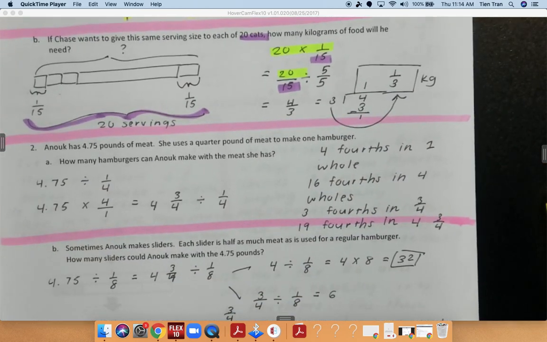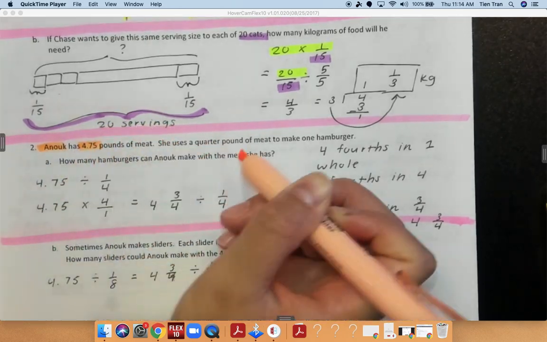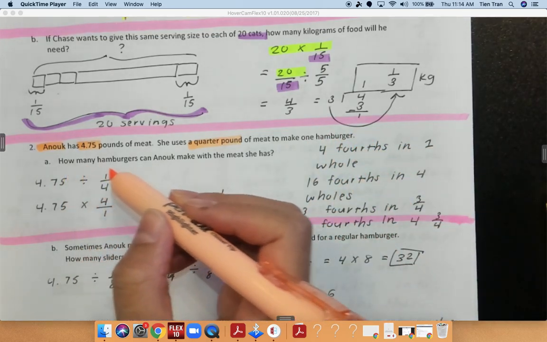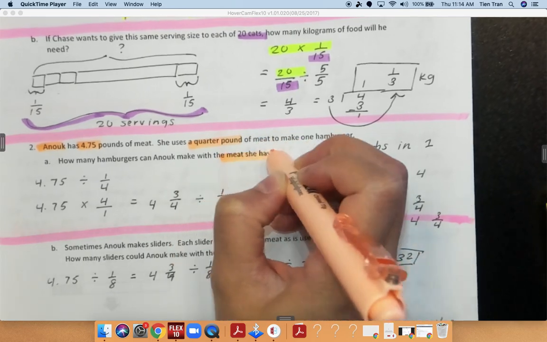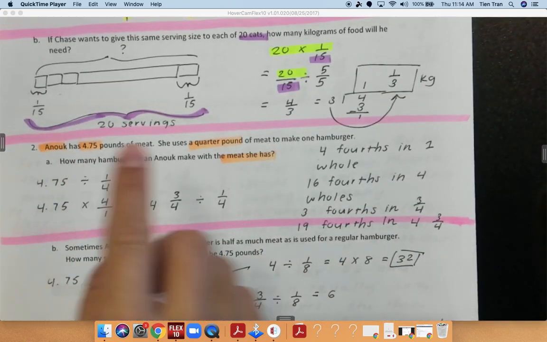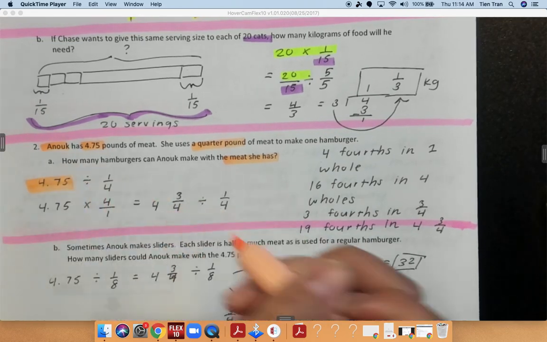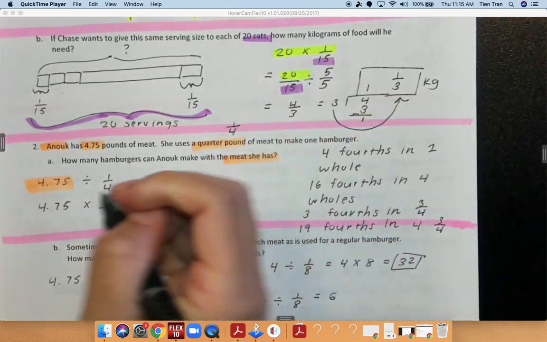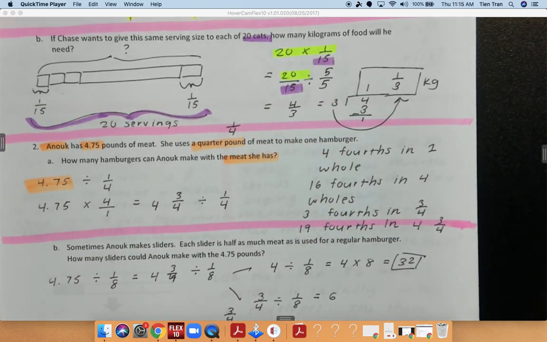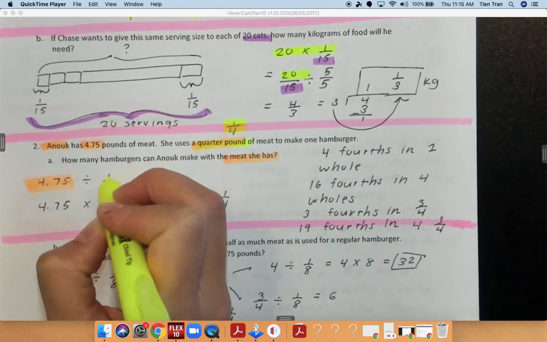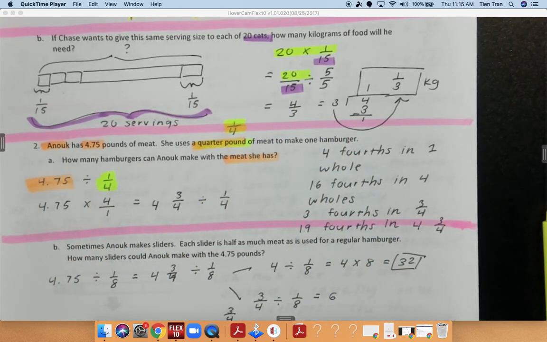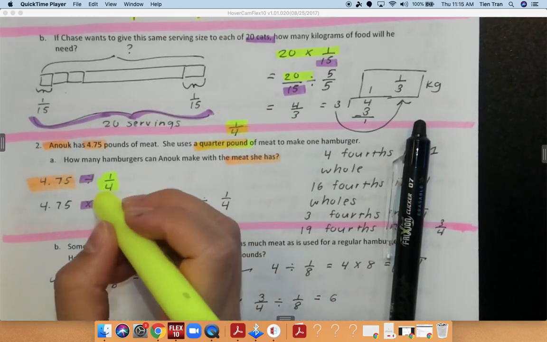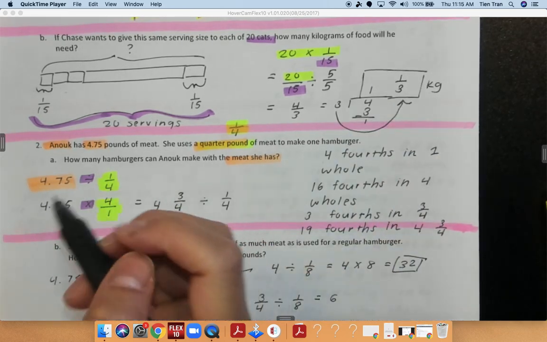Next, we have Anok. Anok has 4.75 pounds of meat. She uses a 1/4 pound of meat to make 1 hamburger. How many hamburgers can Anok make with the meat she has? So we know that she has 4.75 pounds based on the problem that was given. And then we know that it is a 1/4 pound of meat. A quarter is 1/4. So I'm going to use 1/4 from a 1/4 pound. And I'm going to flip. So I'm changing my division sign to a multiplication sign. I'm changing 1/4 to 4/1, and I'm solving.